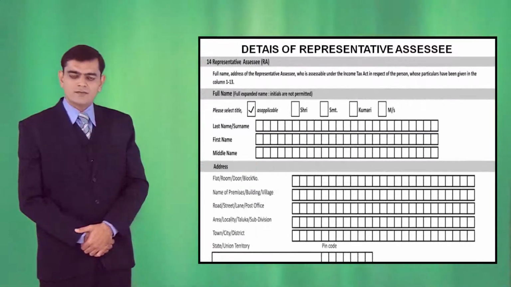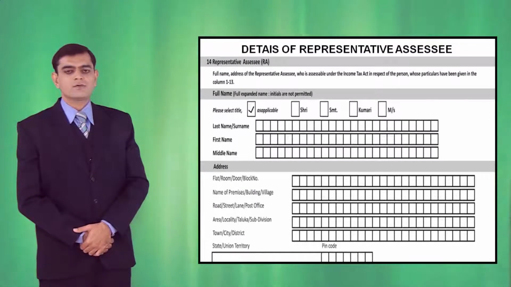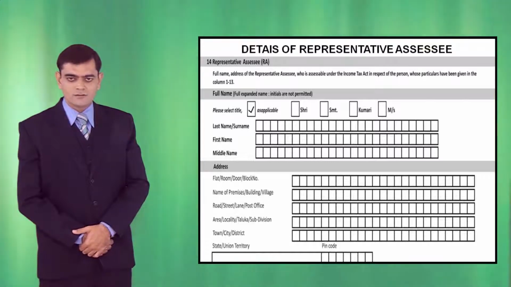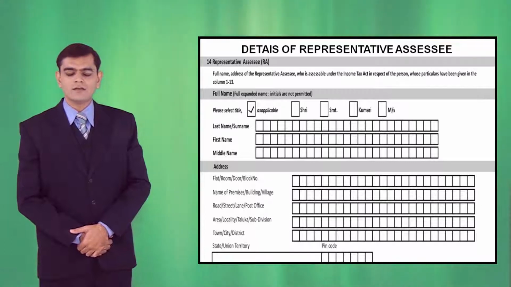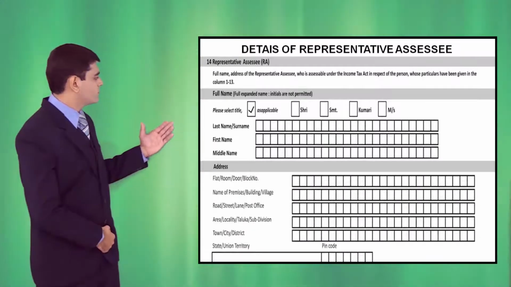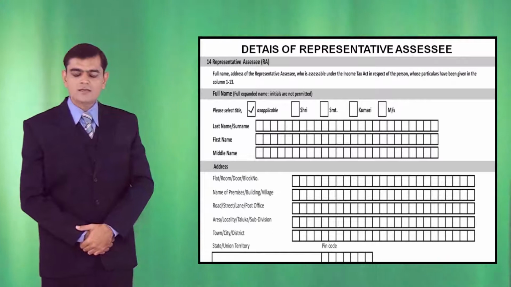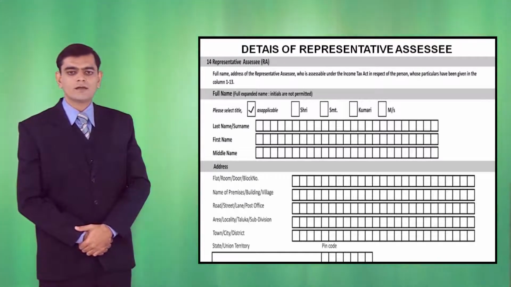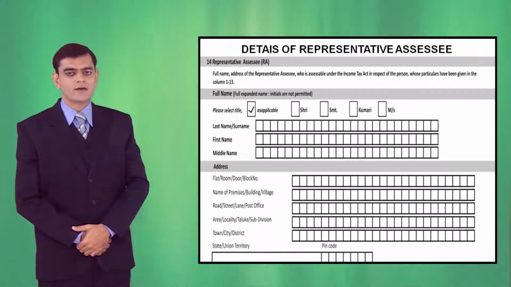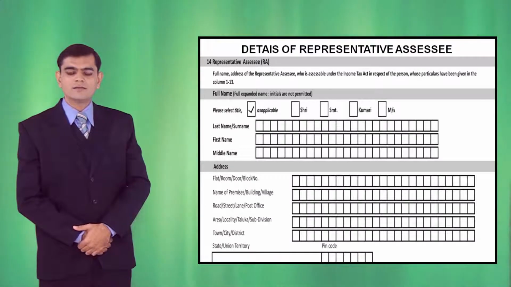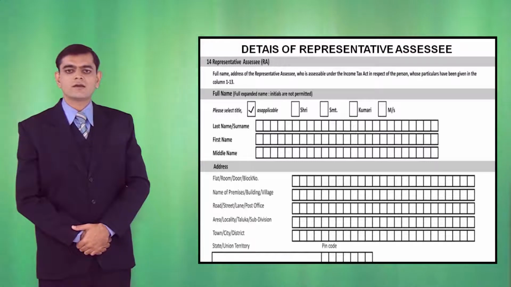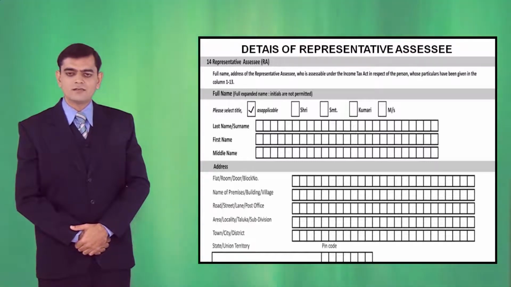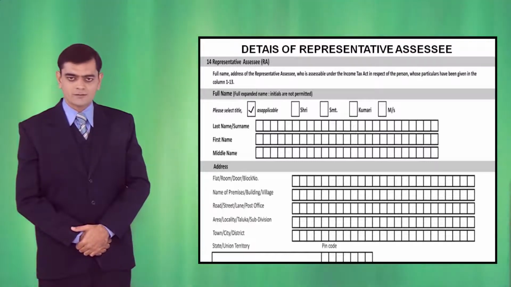The next field is the field for providing the details of representative assessee. If the assessee is represented by a representative assessee, then the details of representative assessee should be provided in this field. Representative assessee is generally applicable in case of applicants like minor, lunatics, deceased, etc. If the applicant is not represented by any representative assessee, then this field should be left blank.